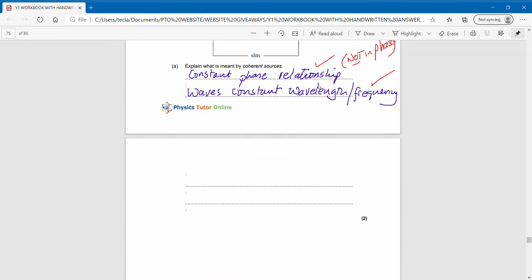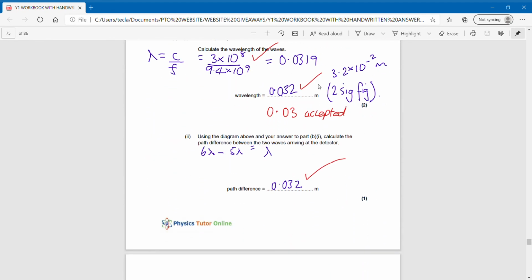Okay, so that's therefore a path difference of 0.032 because it's 1 wavelength. You would be allowed an error carry forward here. Your value for the path difference should be the same as your value for the wavelength that you calculated in the previous part.